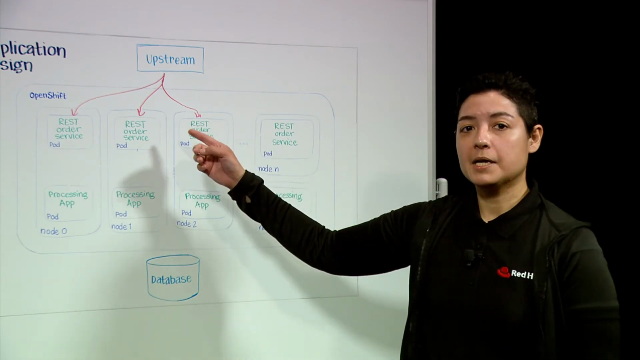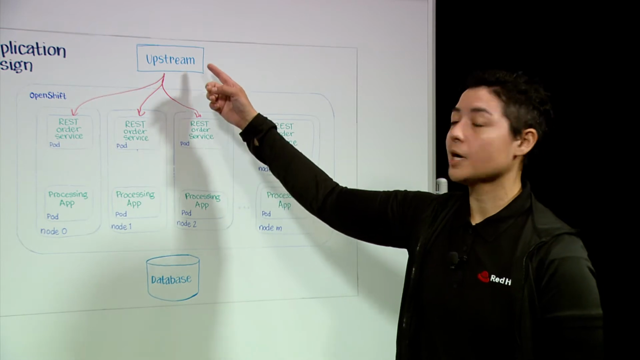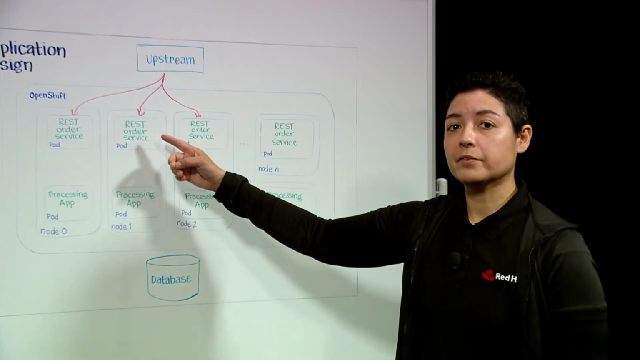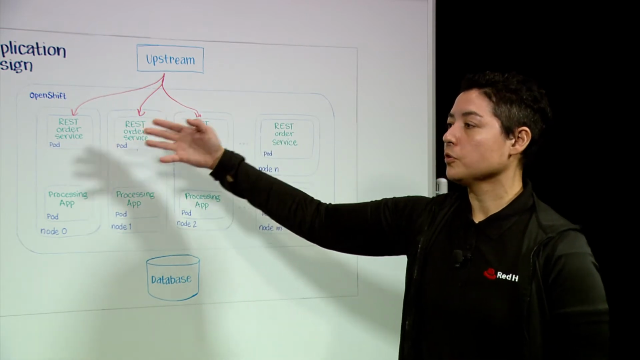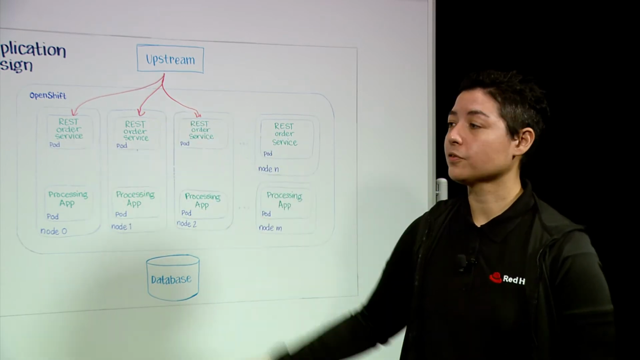And OpenShift has a built-in load balancer. So all these requests that are coming in from the upstream to our REST layer, OpenShift will spread those out against our running instances of the service.